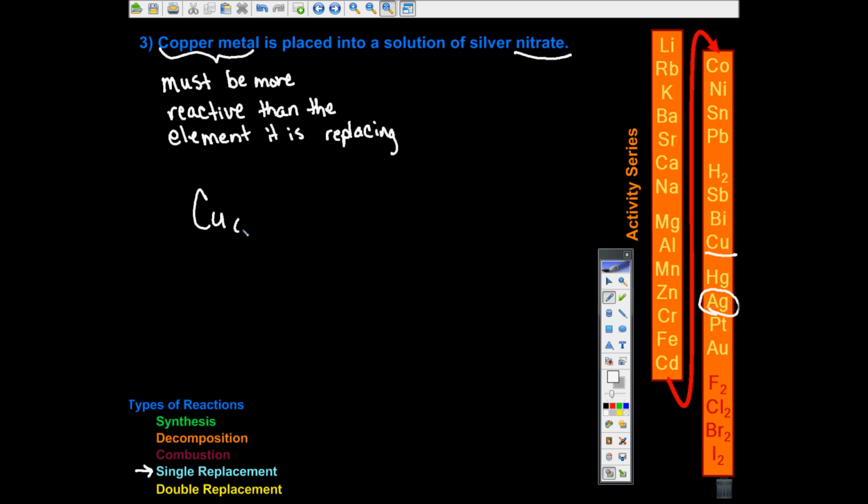So I have copper metal, which means it's a solid, plus silver nitrate. Silver's +1, nitrate is -1. So I have a 1-to-1 ratio of those ions in the compound. They are in aqueous solution. And so this copper is going to kick out the silver and bond with the nitrate. And you have to use the highest oxidized form of copper, which is +2.